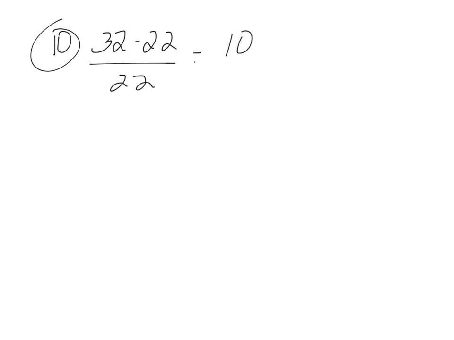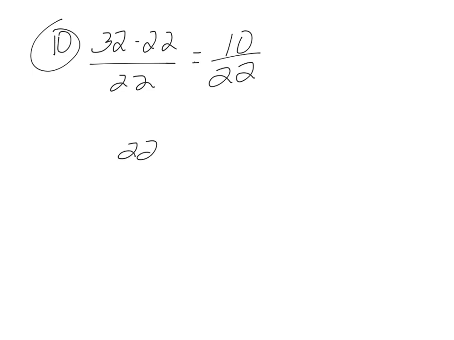Number 10. A car maker improved the miles per gallon of a car from 22 to 32. What percent change is this? And you can round to the nearest whole percent. 32 minus 22 over 22 gives us 10 divided by 22.